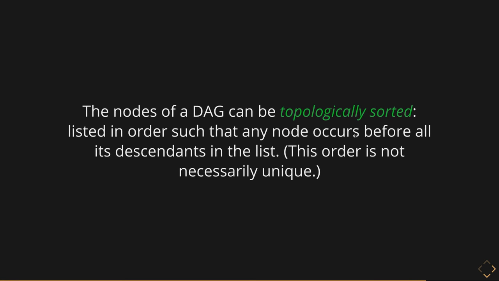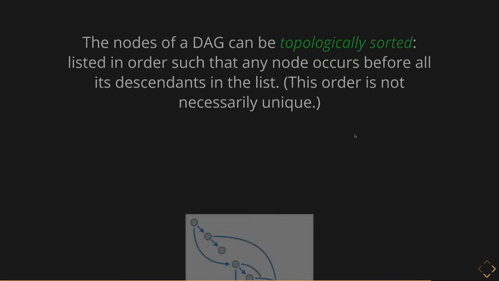And the last thing I want to say about the nodes of a DAG is that a DAG specifically can be topologically sorted. That means that you can take the nodes of a DAG and create a flat list that has the feature that any node in that list will occur before all its descendants. So basically you can flatten it all down to a list where ancestry is respected. Now, the order isn't necessarily unique, but it exists. There's at least one way of doing it.